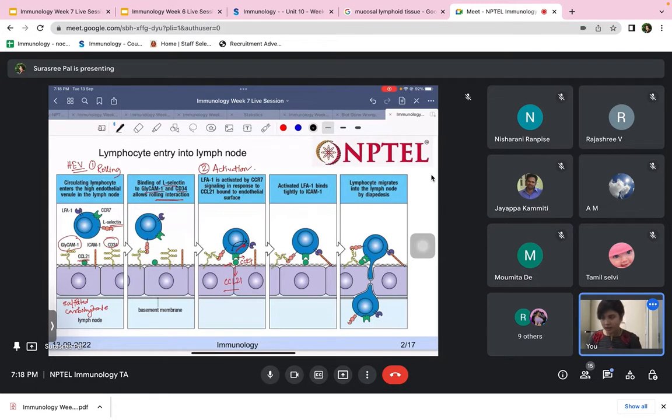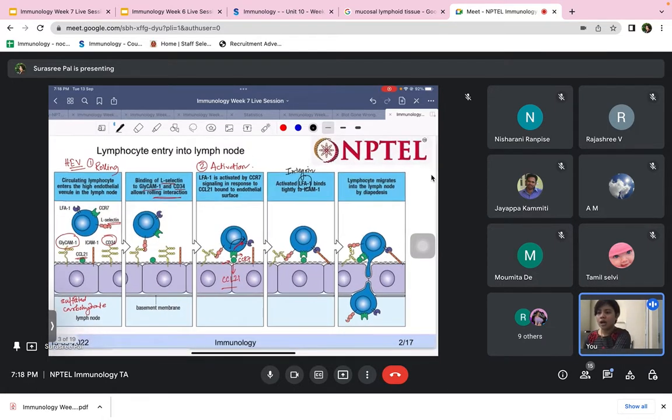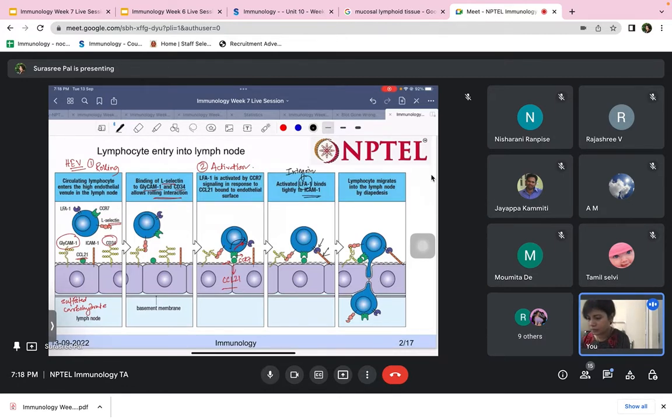So LFA1 is what? LFA1 is an integrin. So this activation is basically the binding of CCL21 to CCR7 activating LFA1. So what happens, there is a conformational change which occurs in LFA1, because of which it can now bind to ICAM1. This molecule is ICAM1 and this is LFA1. I'm writing it down. LFA1 and this is ICAM1.